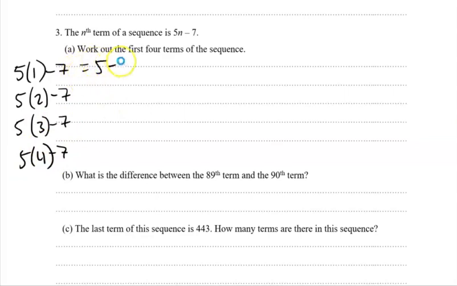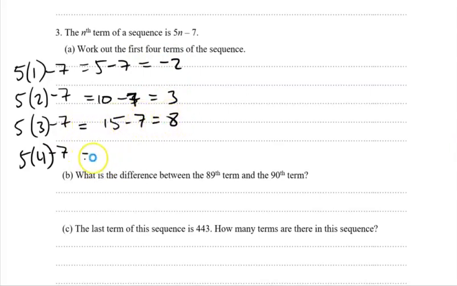That's going to give us 5 minus 7, 10 minus 7. So this is minus 2, 3, 15 minus 7 is 8, and 20 minus 7 is 13. So you have minus 2, 3, 8, and 13.